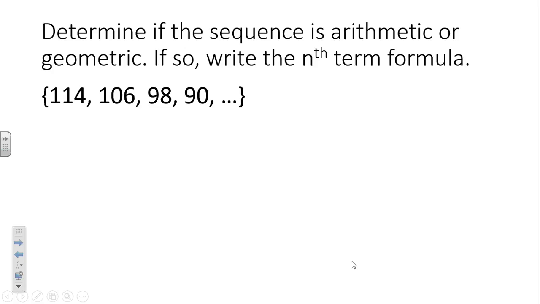All right, so arithmetic or geometric? Arithmetic. How do you know? It goes down by 8 every single time. So we have a common difference, right? We're decreasing, so our common difference is a negative 8. So then how do we find the nth term?